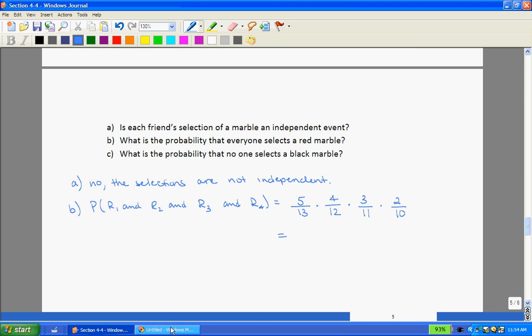And if I multiply these together, 0.00699, or 0.007 if rounded to 3 places after the decimal. This even works out to a fraction, 1/143.